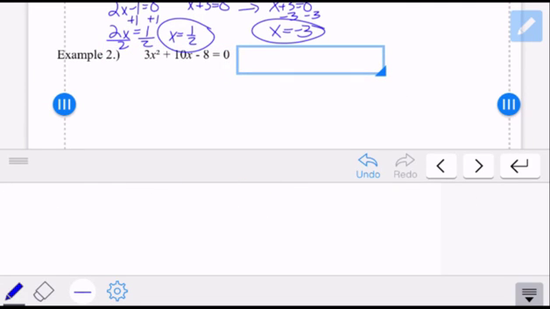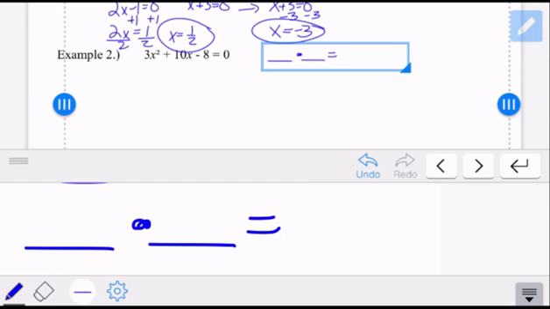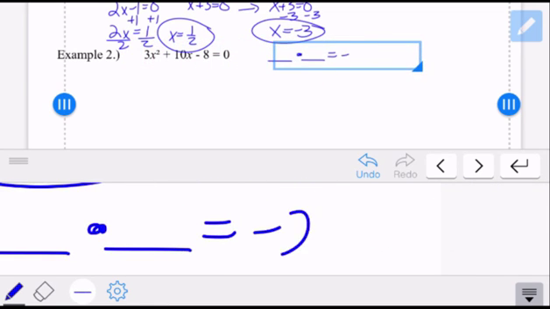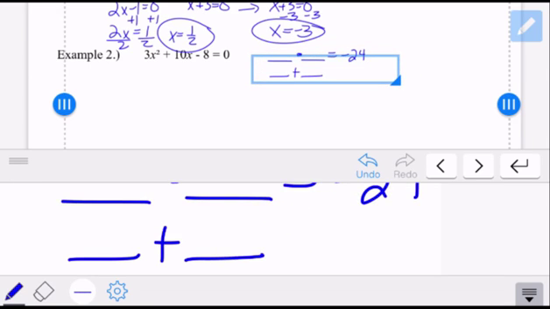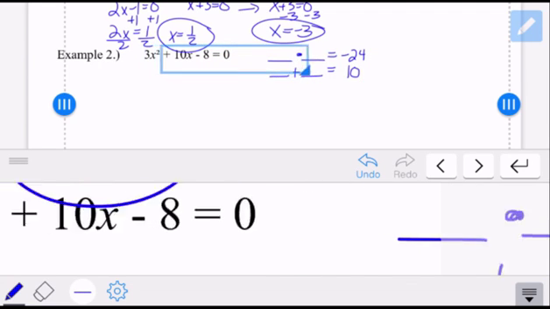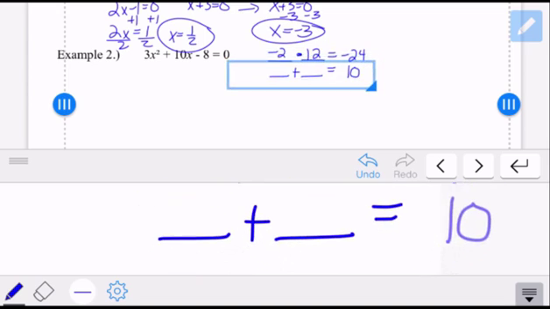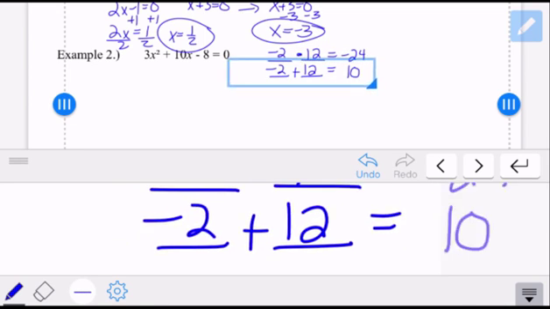So we want factors of a times c. So we're looking for two things that multiply and get us a times c, which would be 3 times negative 8. So that would give us a negative 24. That are going to add and give us our b term, which was positive 10. So yes, this was the one we did yesterday, I believe. So we had a negative 2 times a 12, because negative 2 plus 12 also gives us positive 10.